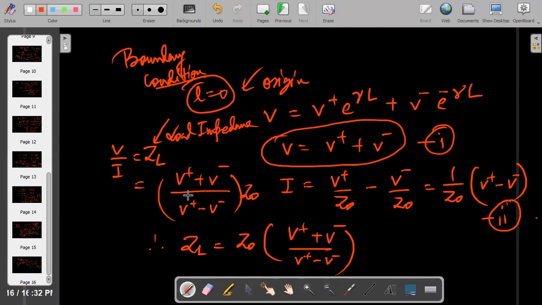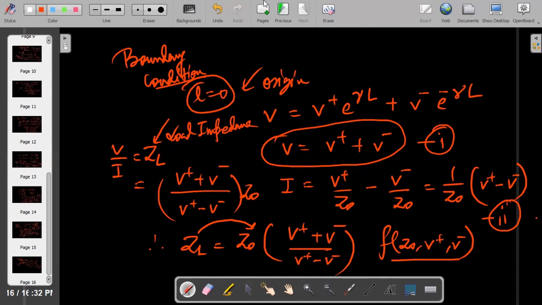Right? So load impedance is related with your characteristic impedance and what? Traveling wave or traveling voltage in forward direction as well as backward direction. So it is a function of Z naught, V plus and V minus. Please remember, your load impedance is a function of Z naught, V plus and V minus, not your I plus or I minus. Right?